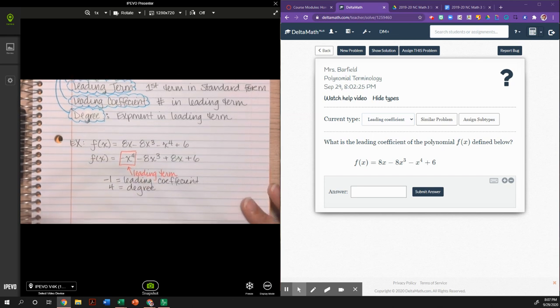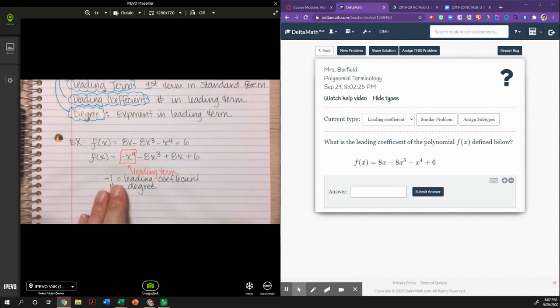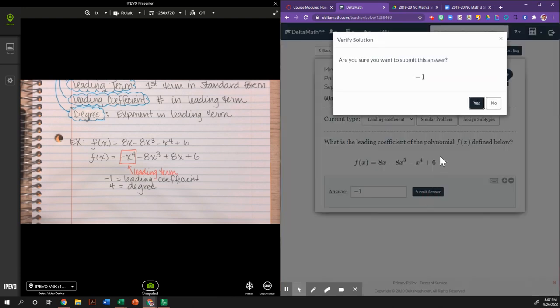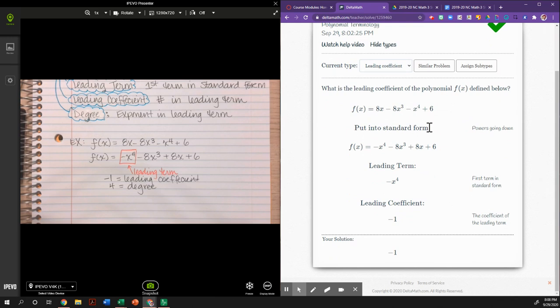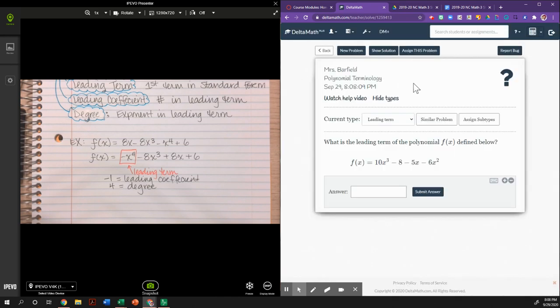Now I'm going to address what the question asked for, because I want you to see how this all came about when I put it in standard form. What is the leading coefficient? Well, the leading coefficient would simply be negative 1. Submit my answer. Yes. You can see here it even says put it in standard form, powers are going down. So let's look now at a problem about the leading term.